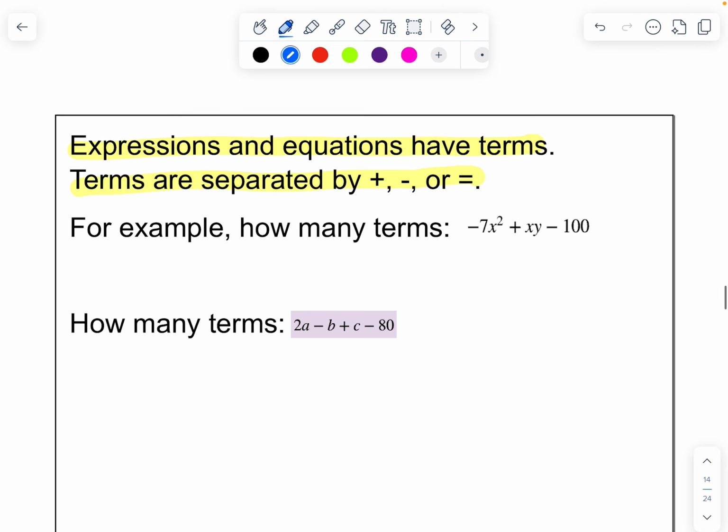Expressions and equations both have terms. I said earlier that those are things separated by pluses and minuses, and when we get to the next lesson, we'll also have things separated by equal signs. Today, with expressions, specifically, they're separated by pluses and minuses. So this first example has 3 terms. We have 1, 2, 3, separated by the pluses and the minuses. You see that? 3 terms. The second example has 1, 2, 3, 4 terms.